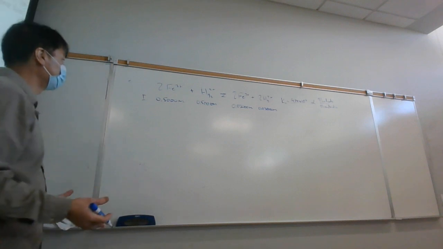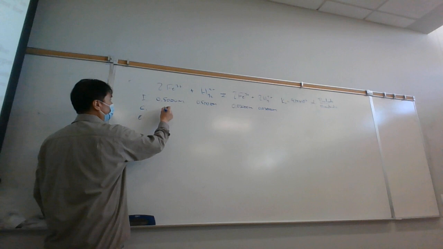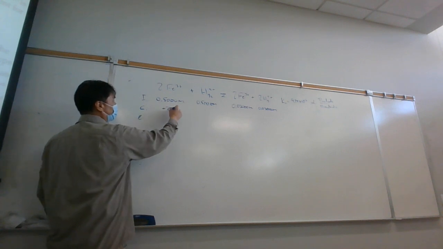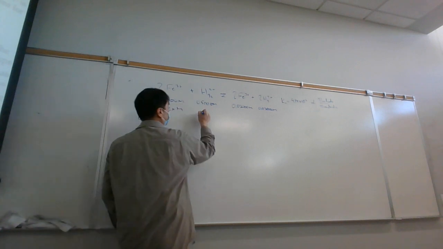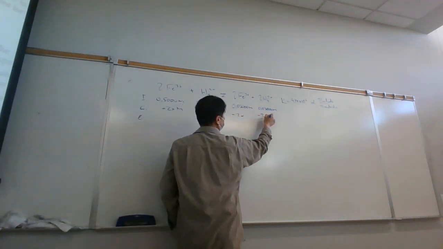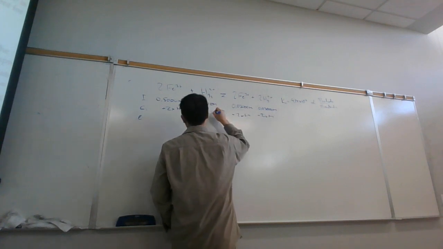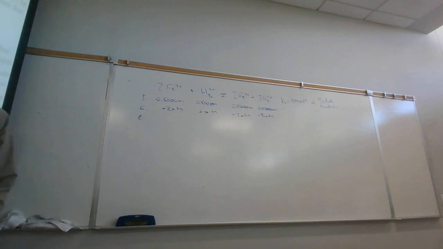And so my guess would be something like this. I expect this to be reactant favored, so I'm going to go plus 2x, plus x, minus 2x, minus 2x molars. And so that's what it looks like.